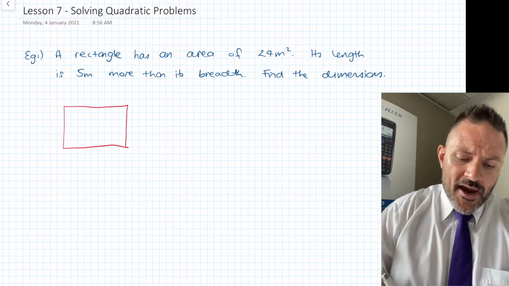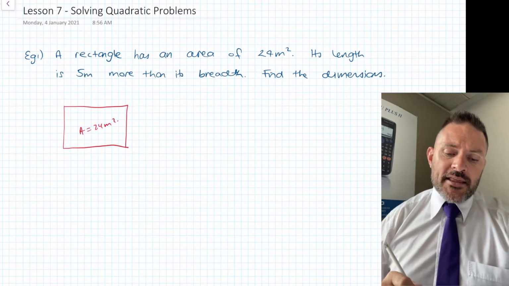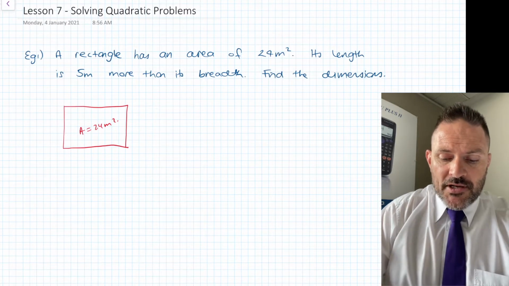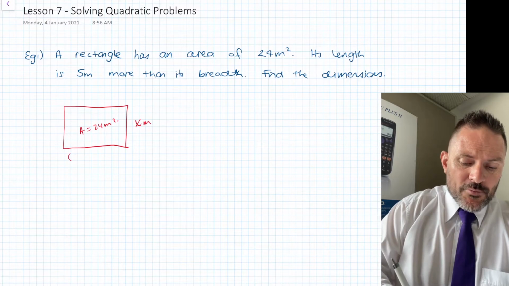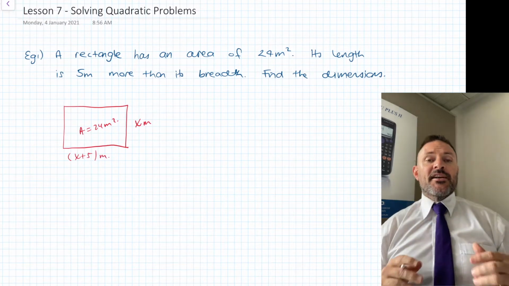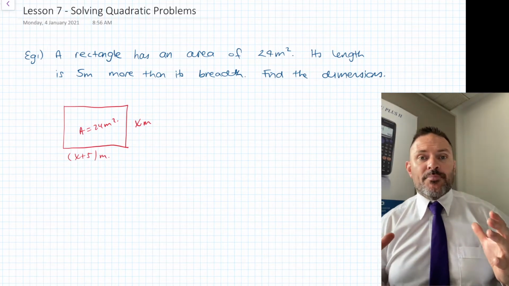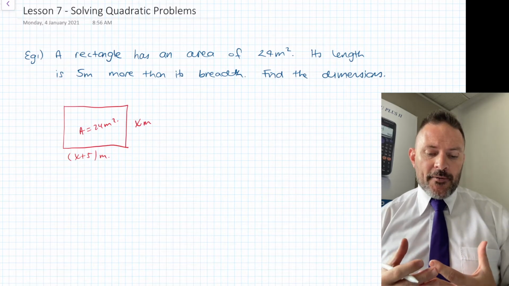Now, we know that the area equals 24 meters squared. We know that its length is 5 meters more than its breadth. So let's say the breadth is x meters. Therefore, the length would be x plus 5 meters. Okay, and that's really important because now I've got a starting point, right? So I want to come up with some type of equation linking it together.